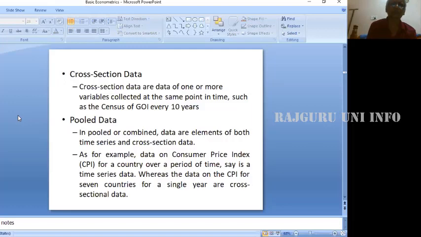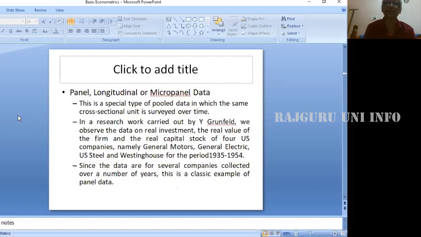The last one, which is very exhaustive, a special type of pooled data, is called panel data. I hope all researchers are aware of this concept called panel data. It's a bit confusing one. We do develop this panel data. It's a special type of pooled data. For example, I would like to study the determinants of dividend of Sensex companies or Nifty 50 companies or BSE 500 companies.